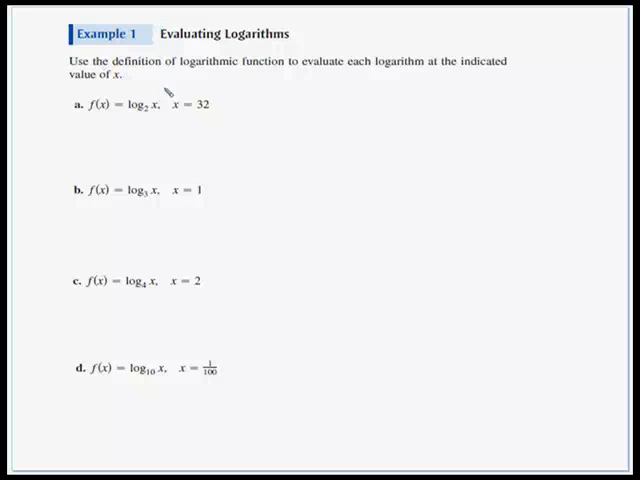So in example 1, we're going to use the definition of logarithmic functions to evaluate each logarithm at the indicated value of x. First here it says f of x equals log base 2 of x, and x is going to equal 32. So what we have is log base 2 of 32 is equal to what? Let's use the variable y. If we rearrange this and put it into exponential form, log base 2, so our base is 2. This whole thing is a logarithm and it's equal to y. And remember, logs are just exponents. So it's 2 to the y power is equal to 32.